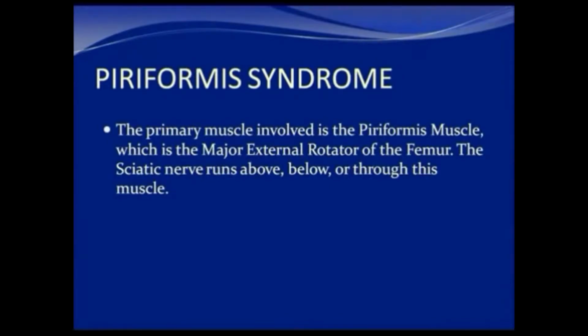Okay, now the piriformis syndrome is a relatively common problem and will often present with a patient complaining of symptoms which sound like sciatica and may in fact be a true sciatica. The primary muscle involved is the piriformis muscle, which is the major external rotator of the femur. The sciatic nerve runs either above, below, or through this muscle.